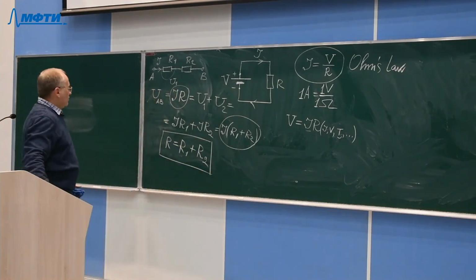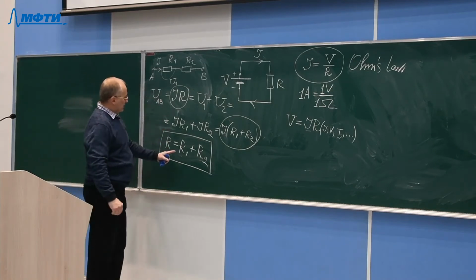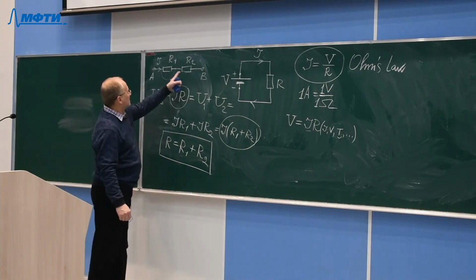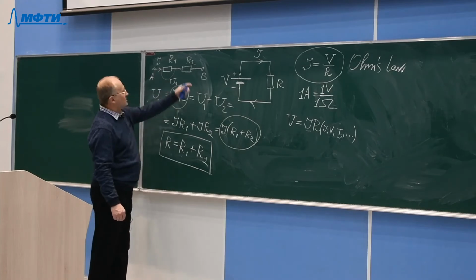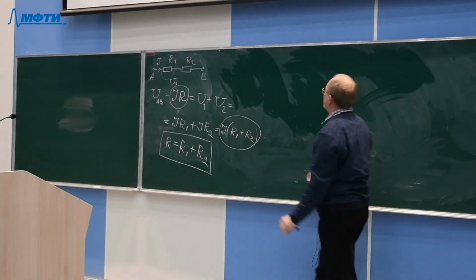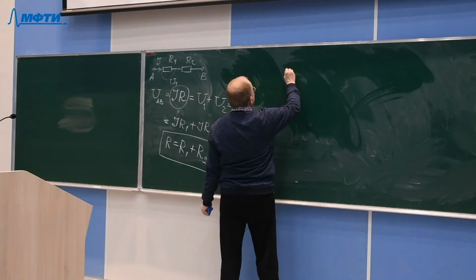That is the law for two resistors connected in series. Now, what happens if two resistors are connected in parallel?